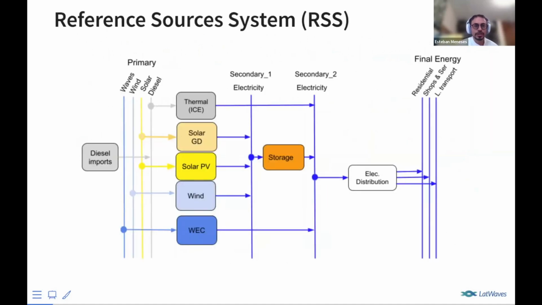Well, as reference energy systems, we have that the primary sources are waves, wind, solar, and diesel. This diesel is imported from the Ecuador mainland. So we have 5 technologies: thermal power plants with internal combustion engines, solar distributed energy, solar photovoltaic centralized energy, wind energy, and wave energy converters. We have some storage capacity, and the final energy goes for residential, shops and services, and land transport, electric land transport.